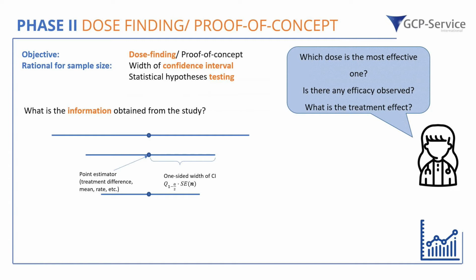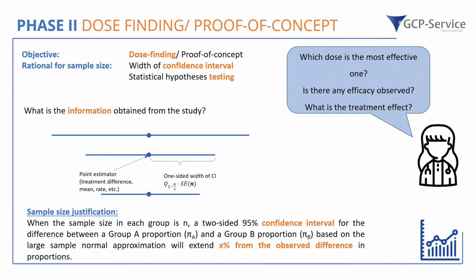So the sample size justification would be more that we say, when we do the study and we have these proportions, then we would expect a confidence interval of so many percent, for example. And then we can estimate whether this precision is high enough so that we get enough information, for example, also to get a treatment effect for a potential phase 3 study.